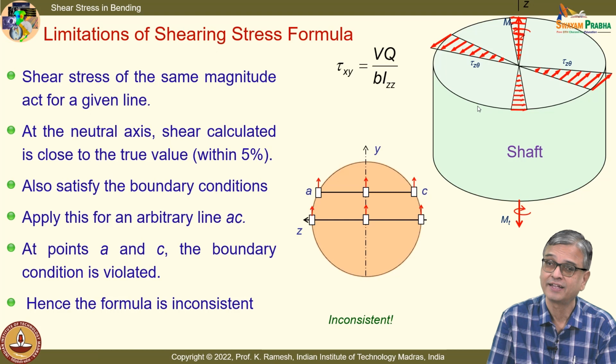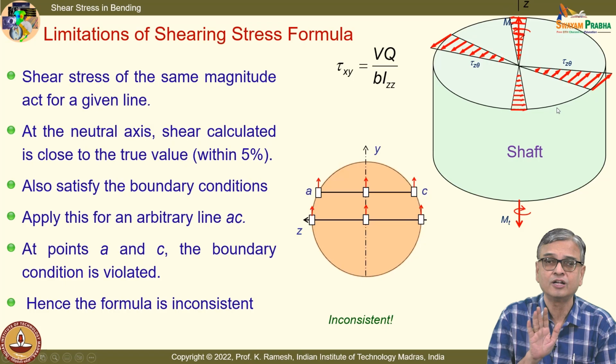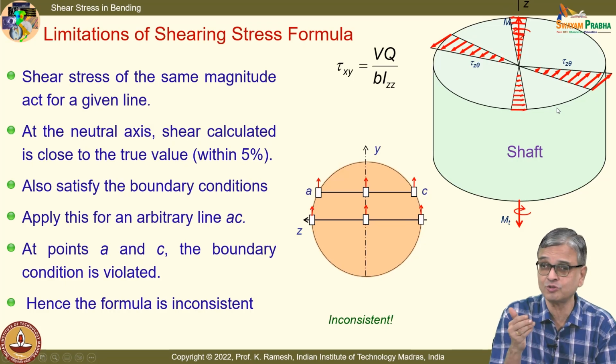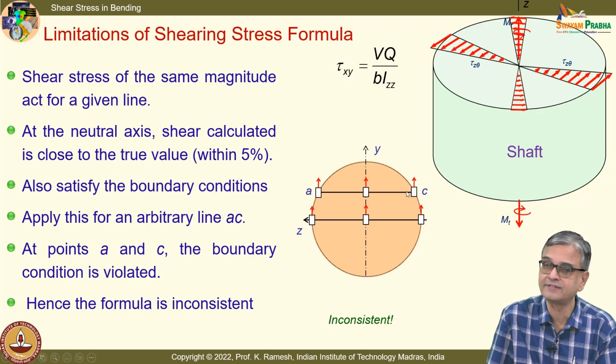Fine. So, whatever solution we have got, this is a free surface. The free surface requirement is completely satisfied in our torsion development. There also you saw shear stress being transmitted by the shaft. Here the component is different. The component is tau xy here, and you find that the boundary condition is violated at points A and C.